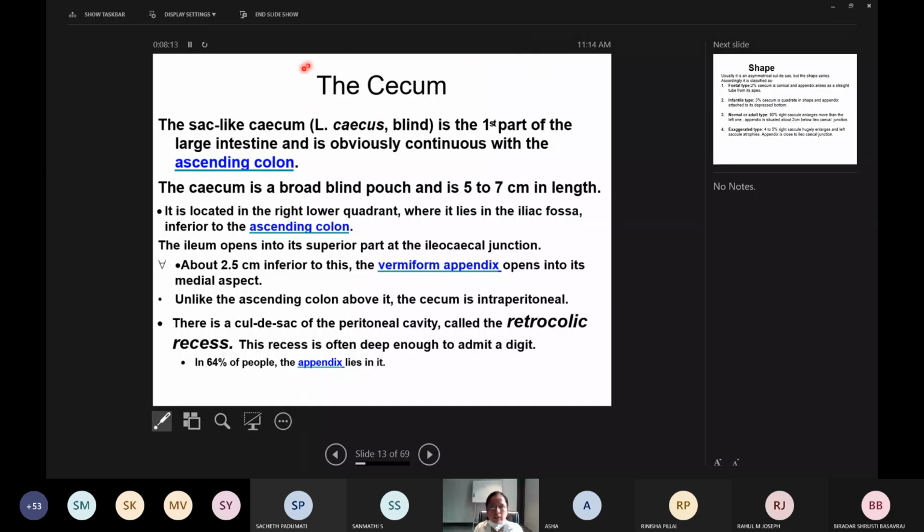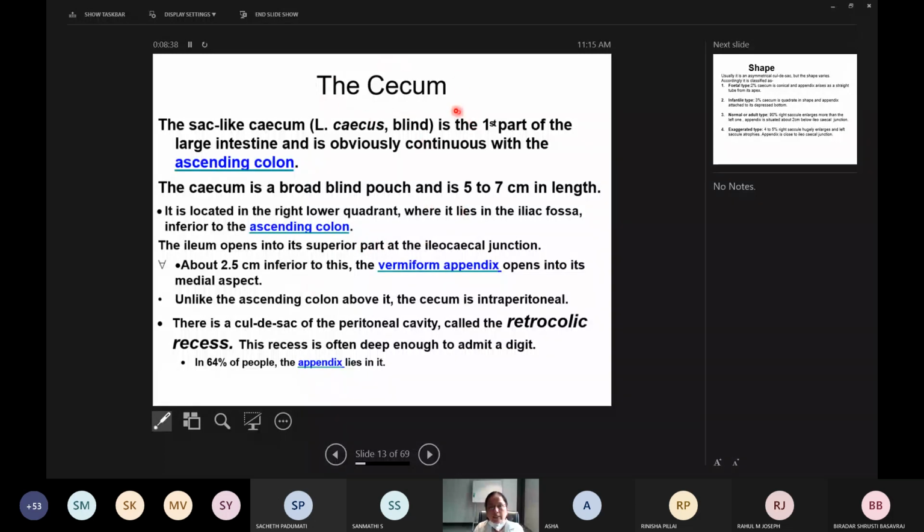Next, coming to the cecum, the first part of the large intestine. Usually you don't get a whole question on the large intestine; you'll be getting short notes. In that, the cecum, appendix, transverse mesocolon and sigmoid mesocolon are usually asked, with some case-based scenarios, which we'll discuss.